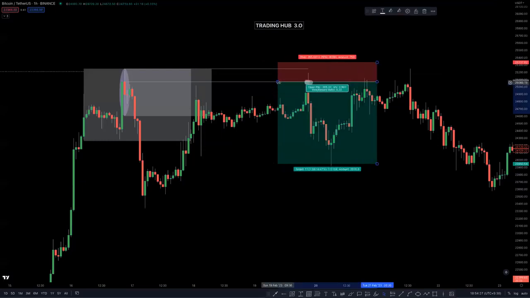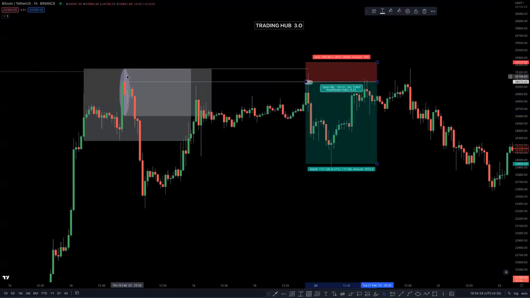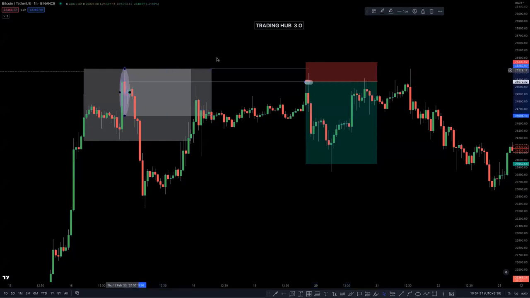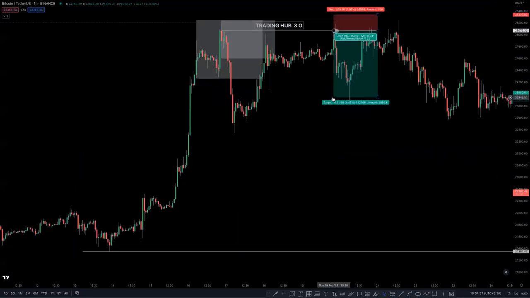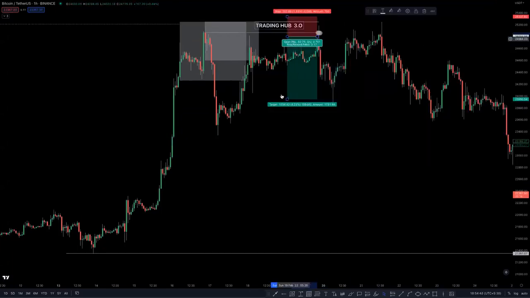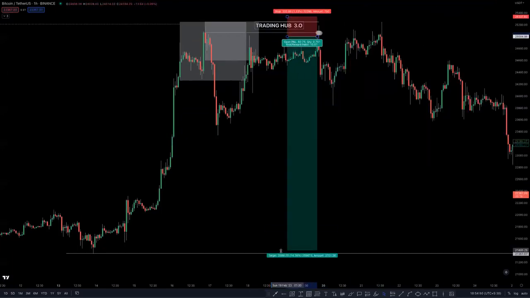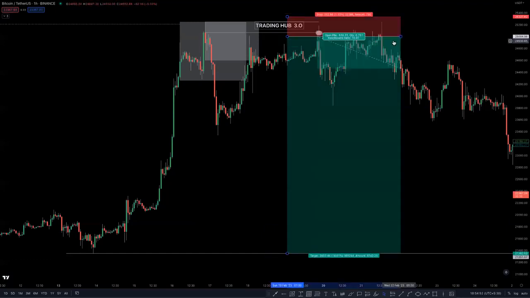Why? Because this is our unmitigated shadow here. So price sometimes mitigates, sometimes does not mitigate. It depends. Okay. So you can sell here and target the previous major low as per the 15 minute. Okay, so this is our target here.